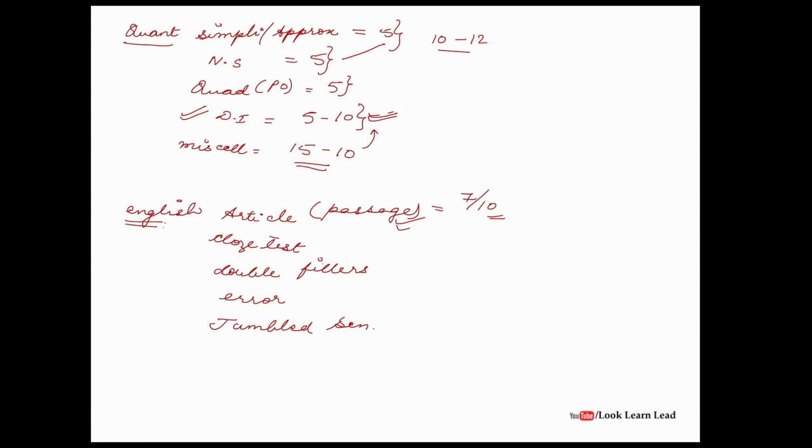So in English, you should never miss the passage. Error would be of 10 marks. You should never miss this error portion either, because out of 10 you can easily figure out 6 or 7. And if you are good at passage reading and understanding the passage, then close test would be very easy for you. So you should concentrate on passage, close test, and errors. In this way you can score more in English.